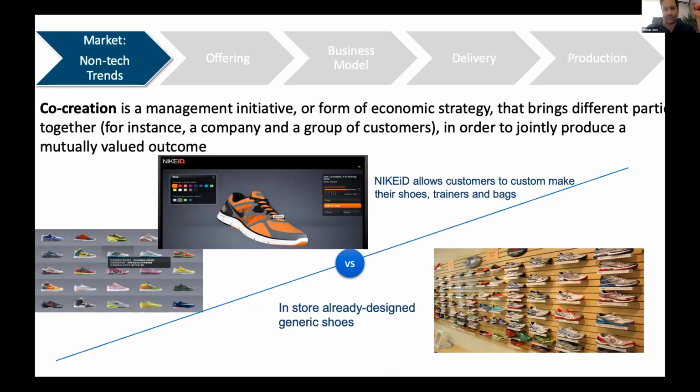The other non-tech trend is what we call co-creation. That's also becoming very important. Co-creation, by its name, means that instead of me as a company creating everything on my own, I'm actually going to use people to help me with the creation of what I have.